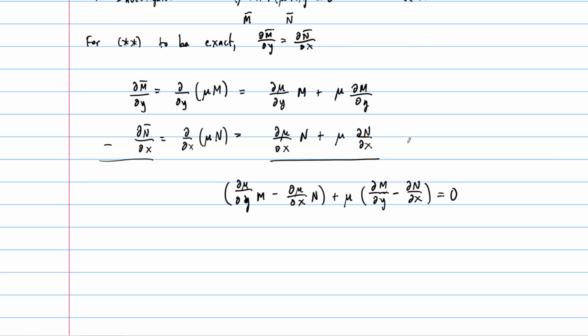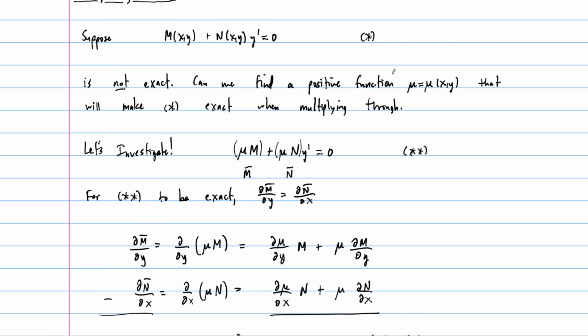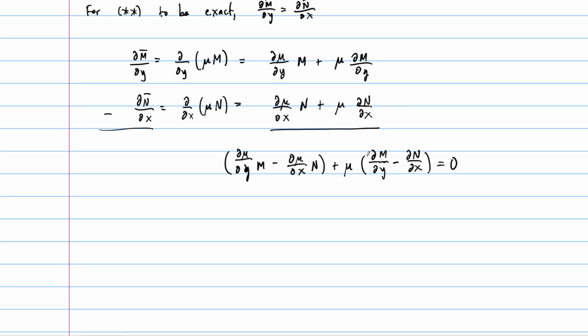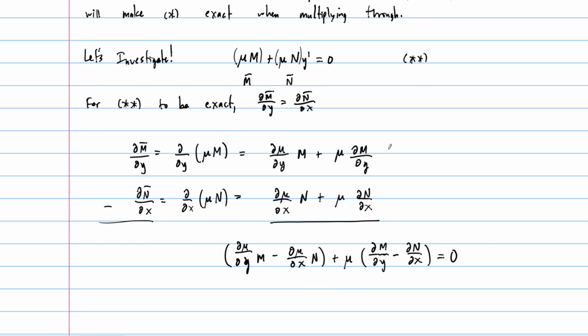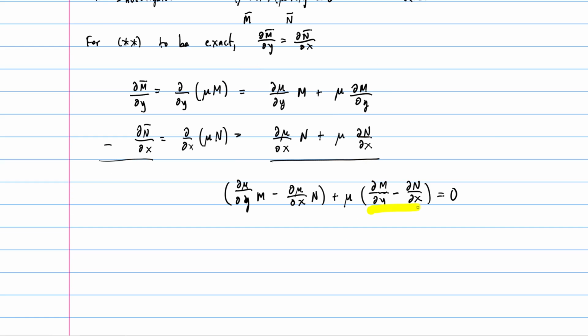And remember, if from the beginning our original equation was not exact, then this difference is not 0, right? So this assumption right here, that our original equation is not exact, this means that this term is not equal to 0. So that one is not equal to 0 by our assumption.